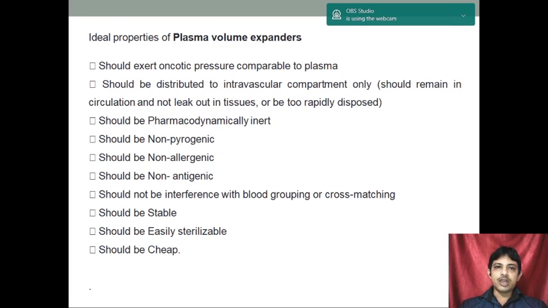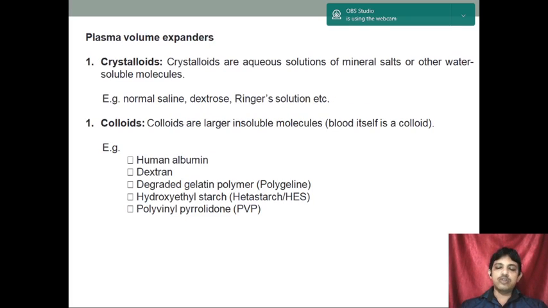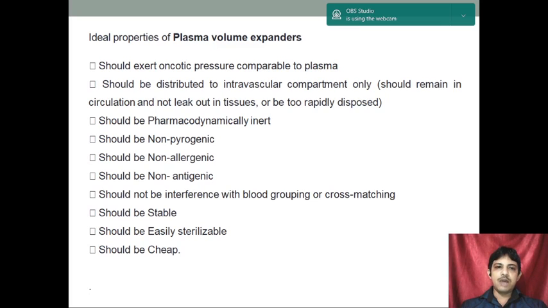Now, what are the ideal properties of plasma volume expanders? They should exert an oncotic pressure comparable to the plasma. That is the important one. Next, it should be distributed into the intravascular compartment only. So they should remain in the circulation.